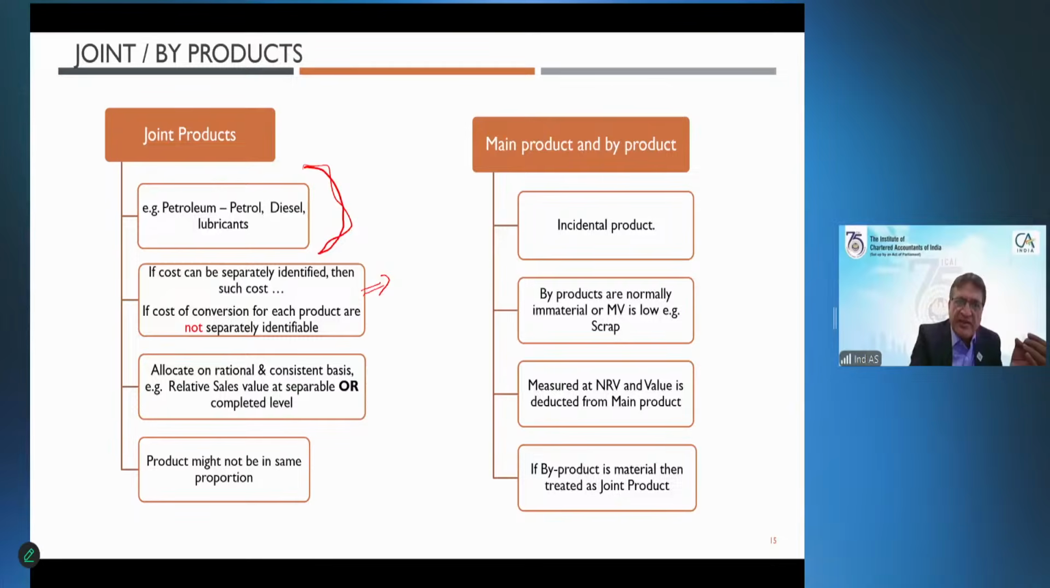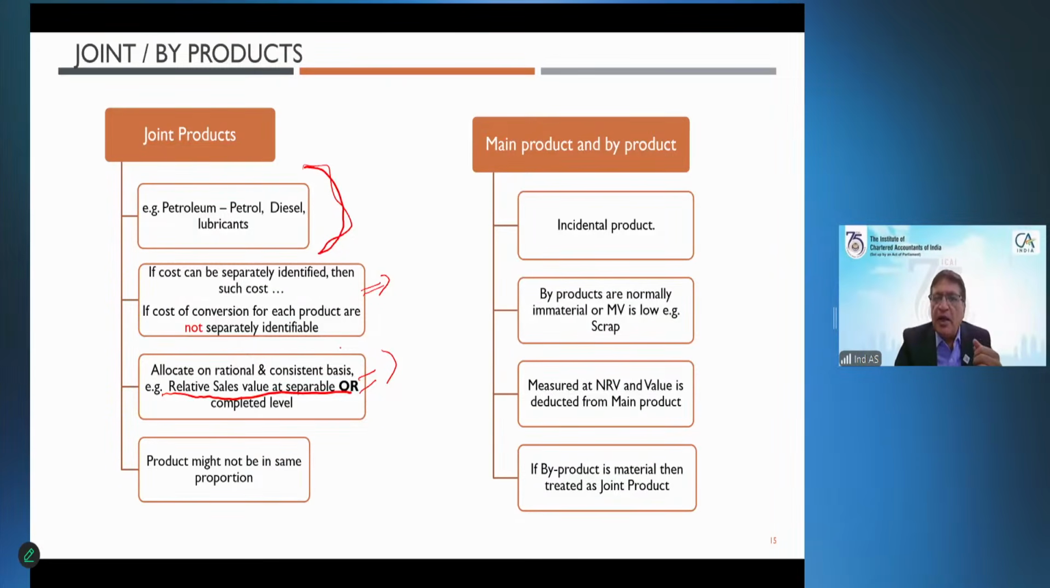The way it is given is that you find out the relative sale price at the point of separation. Now, why relative sale prices? Because they will be produced in different quantities. You just can't apply the ratio. So the relative sale price multiplied by the quantity will give you the relative production, and on the basis of those ratios, you can allocate the cost to the two joint products.